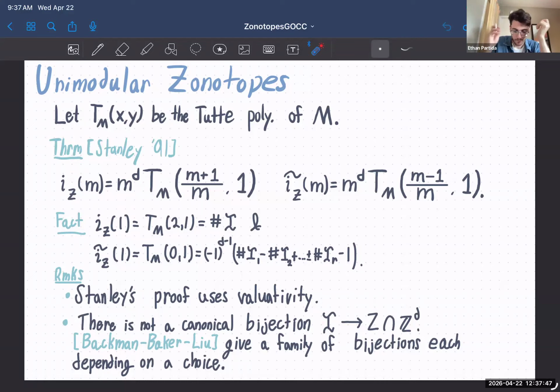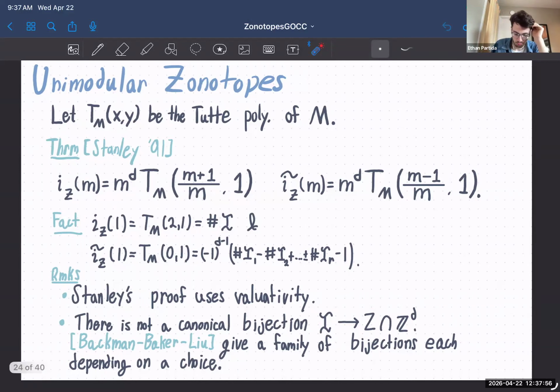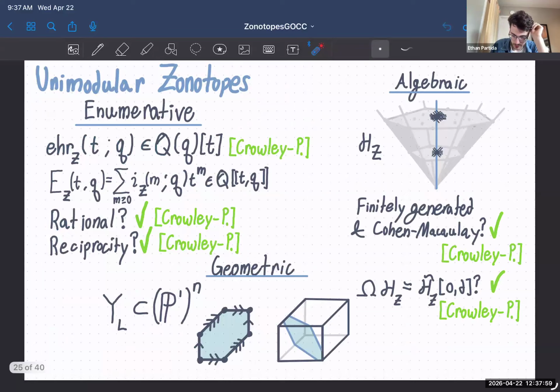Okay, so this slide is about what is nice about zonotopes and their ordinary Ehrhart theory. And I want to tell you about the graded Ehrhart theory of these. Okay, so this is another summary slide. And the point is that there's lots of green check marks.